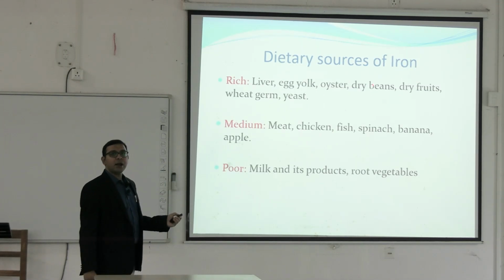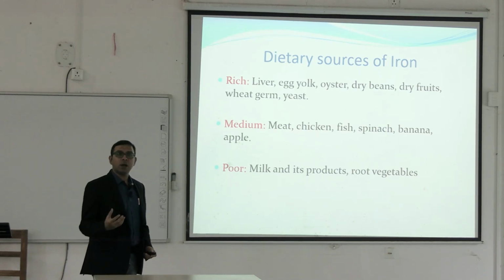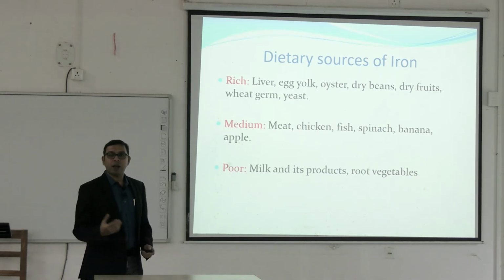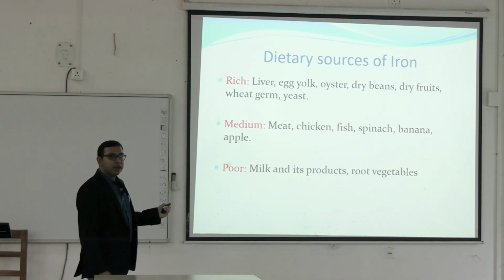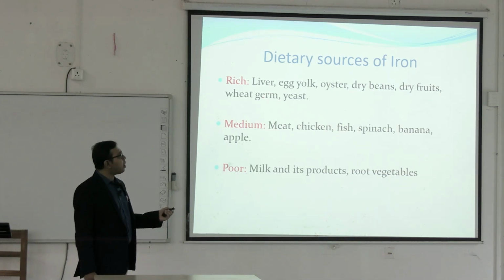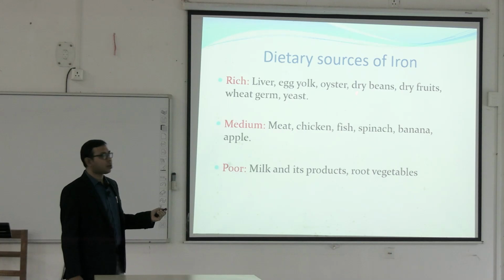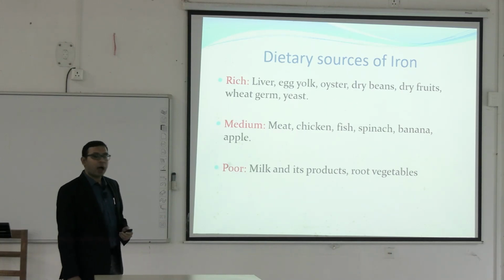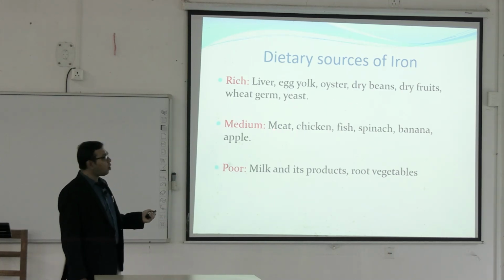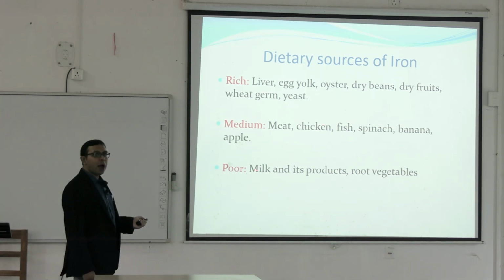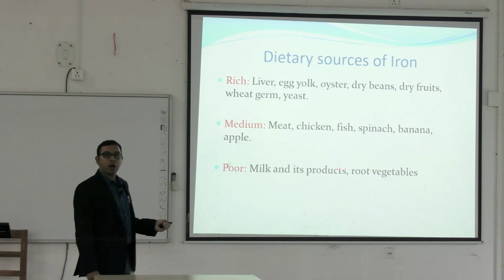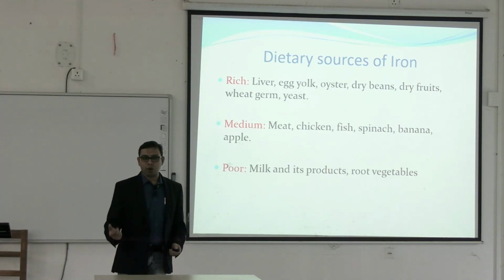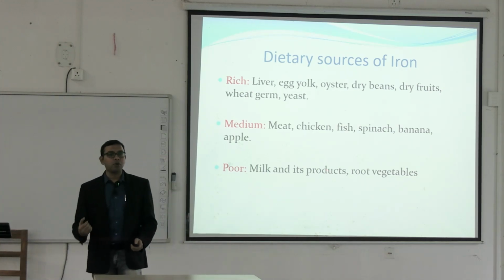So these are the dietary sources of iron. Some foods are richer in iron and some are less. Liver, different animal livers, egg yolk, oyster, dry beans, dry fruits, wheat germ, and yeast contain a large amount of iron. Medium iron content is in meat, chicken, fish, spinach, banana and apple, and very poor iron content is in milk and its products and some root vegetables like potato. So they contain very little iron.